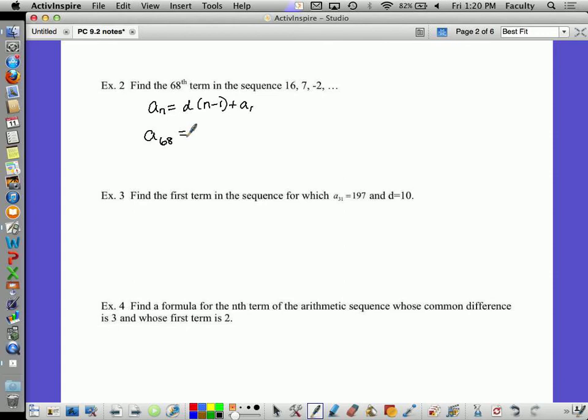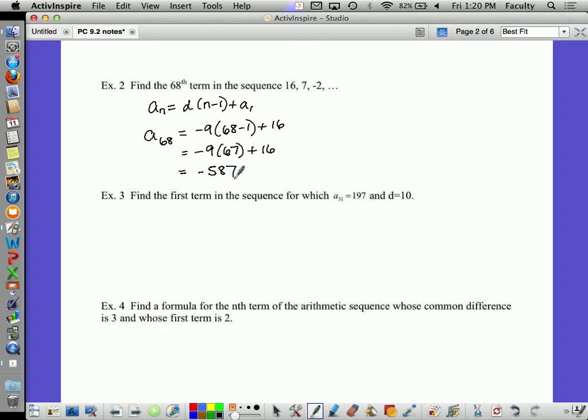What's my common difference here? How are the numbers changing? They're going down by 9. N is 68, and the first term is 16. So you can use your calculator here. This is negative 9 times 67 plus 16. So I'm getting that the 68th term is negative 587. Okay?